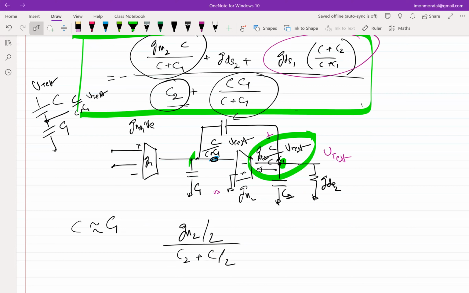Okay, fine. So this is what the new pole P2 is. Earlier, my P2 old was GDS over C2. Correct? So essentially, your P2 has gone up by almost a factor of GM by GDS. It has gone to the right. So you are not only able to push P1 to a lower frequency, but you are able to push P2 to a higher frequency, which was not possible earlier. So this Miller capacitance is one of the most popular ways of compensating two-stage structures.